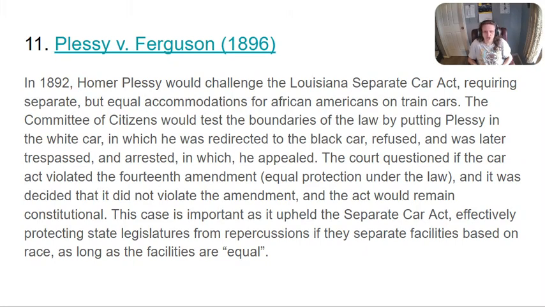He refused and was later trespassed and arrested, in which he appealed. The court questioned if the Car Act violated the 14th Amendment, which is basically equal protection under the law, and it was decided that it did not violate the amendment and the act would remain constitutional. This case is important as it upheld the Separate Car Act, effectively protecting state legislators from repercussions if they separate facilities based on race, as long as the facilities are equal.